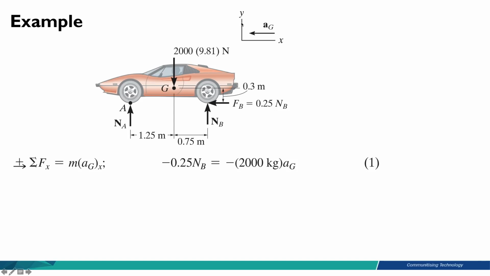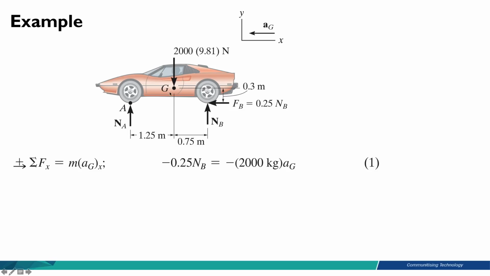Remember, we set our coordinate system to be in this direction, x positive to the right, y positive going up. So in this case, we have a friction force that is pointing to the left, that is equal to 0.25 Nb. Because it is pointing to the left, it becomes negative. So on the left hand side, we have minus 0.25 Nb equal to m a_gx. We have a_G in the x-axis, also pointing to the left, therefore it is also negative, so minus 2000 a_G. That is our first equation.